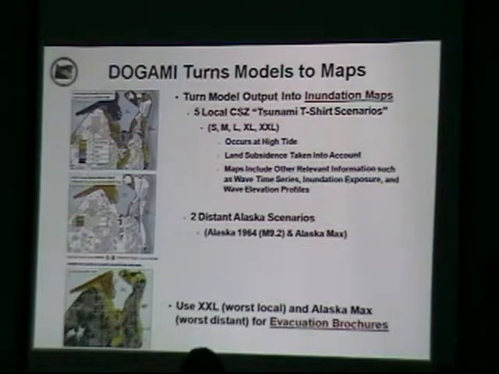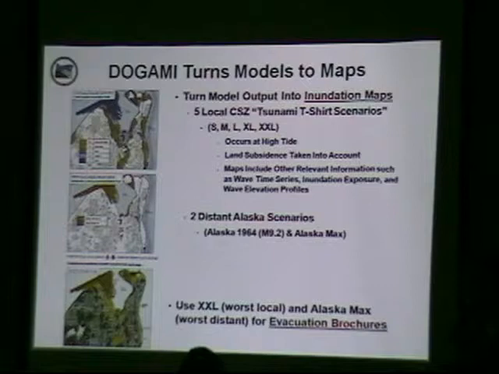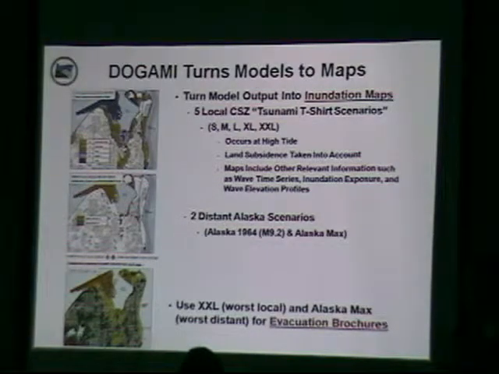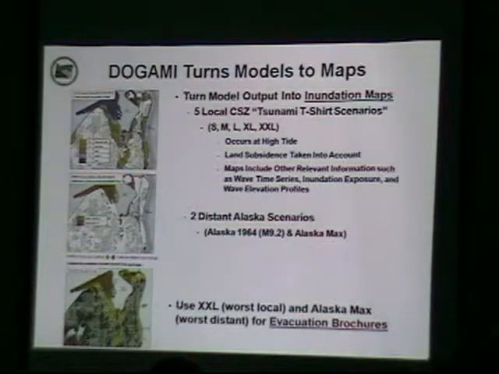What we do is we take the worst case local, which is the XXL, a really, really big event, and we take the worst case distant, that Alaska maximum where all the stars align in Alaska, and we put those on the evacuation brochures. That evacuation brochure that's at the back of the table that you looked at has 3 colors on it: a green, a yellow, and an orange.